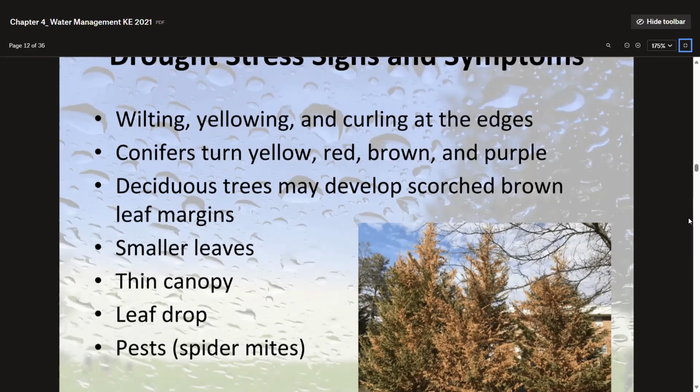A thin canopy up the top happens because the tree starts losing leaves. I can't support all these leaves. I can't continue to lose water, so I'm going to just let those leaves go, as a tree, right? So I thin my canopy out and do leaf drop.